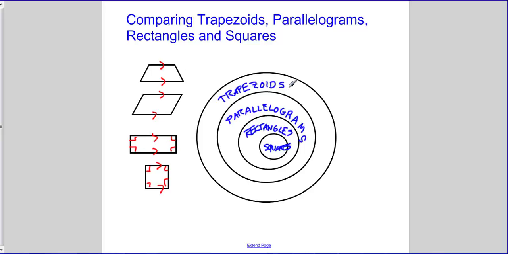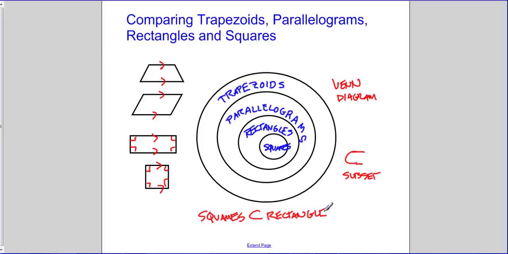So this is a hierarchy diagram. It's called a Venn diagram. So it's saying that squares are a subset of the rectangles, and this means subset. It's like a U, not a C. And all rectangles are a subset of parallelograms. A little sloppy there on my writing. And all parallelograms are subsets of trapezoids.